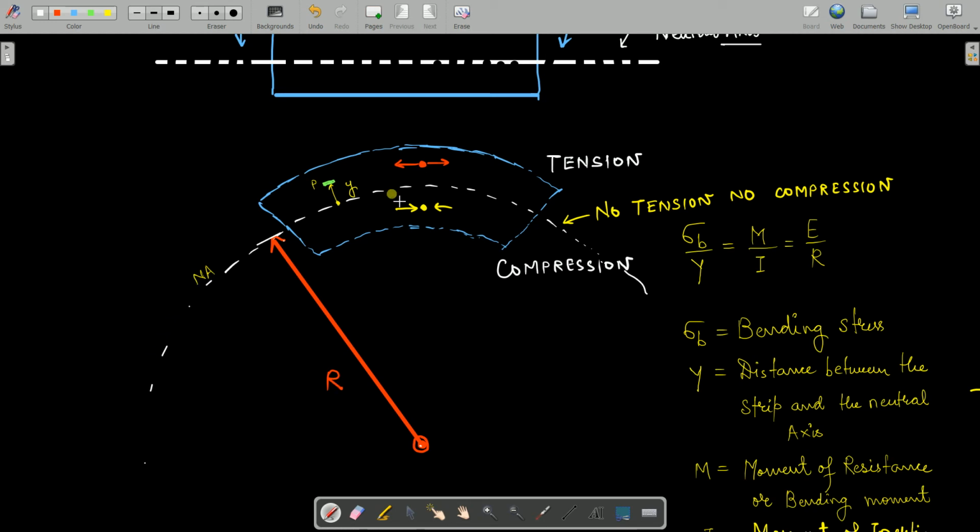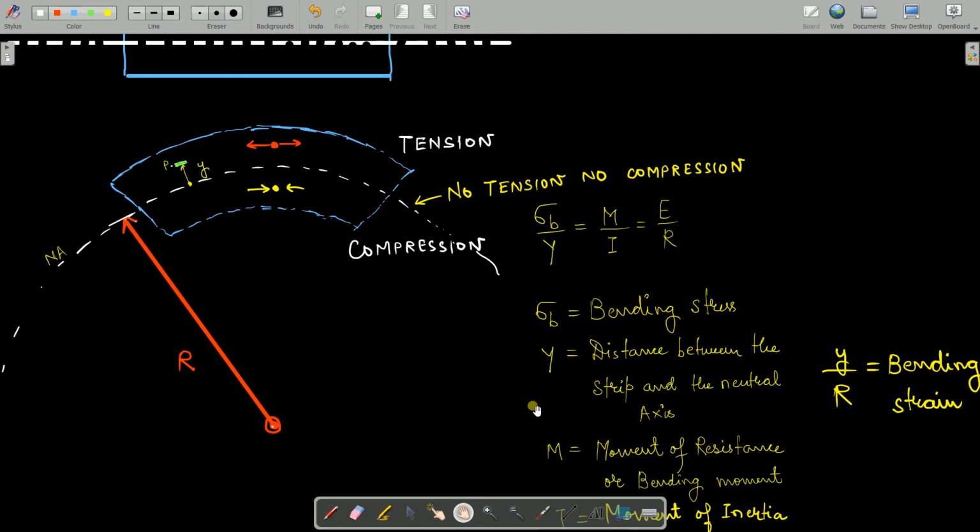Okay, so this is my neutral axis, and the distance between this, I will call this my radius of curvature. Now let's say you are interested to find what is the stress at point P, at this point. What will I do? I will take a very small strip at that particular point and at a distance of y from the neutral axis, and this distance I will name small y. So small y is the distance between the strip and the neutral axis.